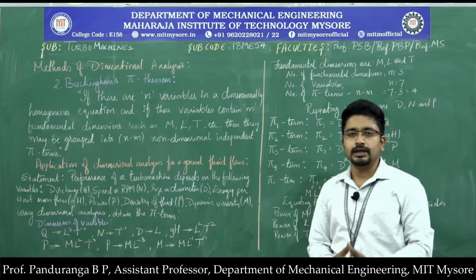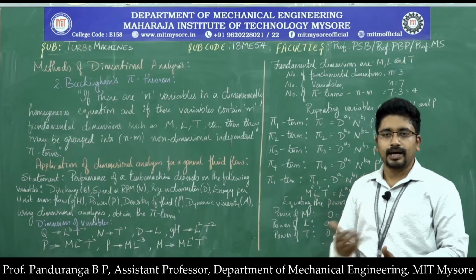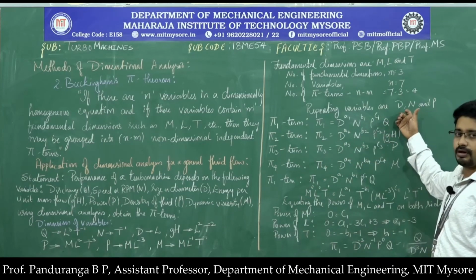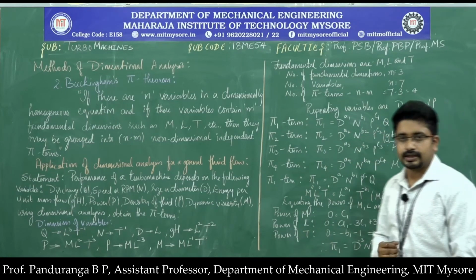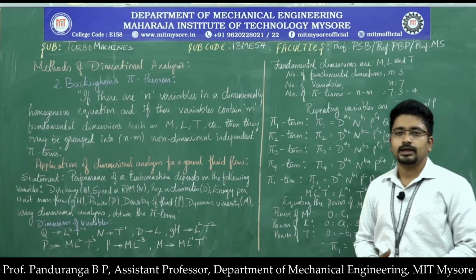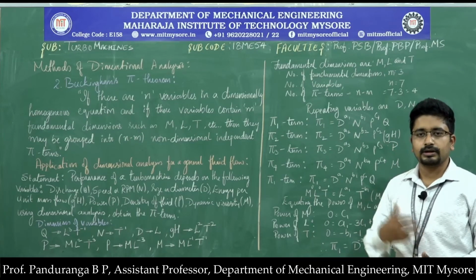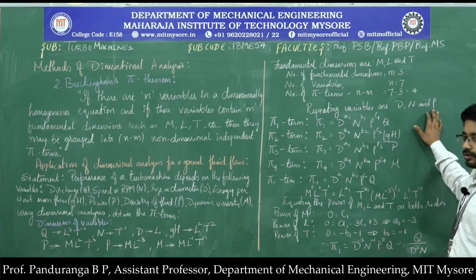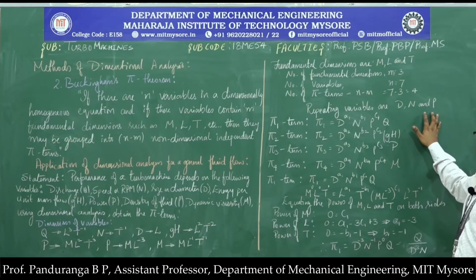Then one should be the flow parameter. For the flow parameter, we have taken the speed of the engine, n. And the third should be the fluid parameter or the fluid property. For the fluid property, we have taken rho, the density of the fluid, as the repeating variable.